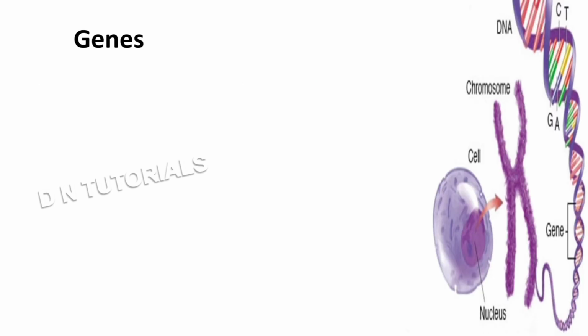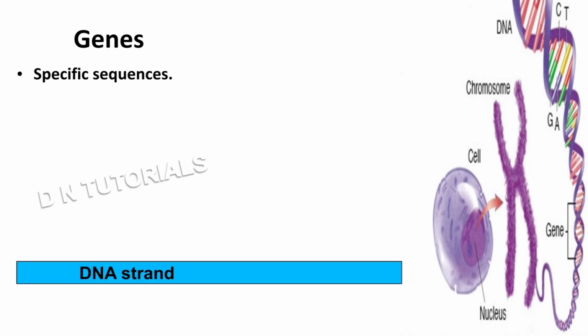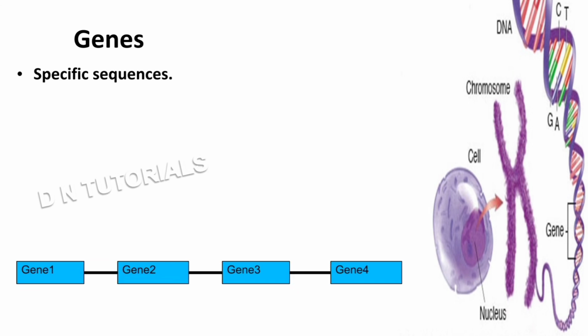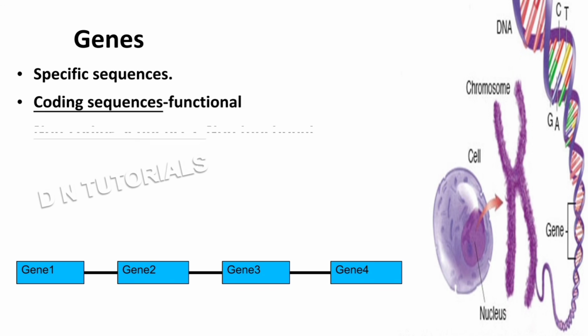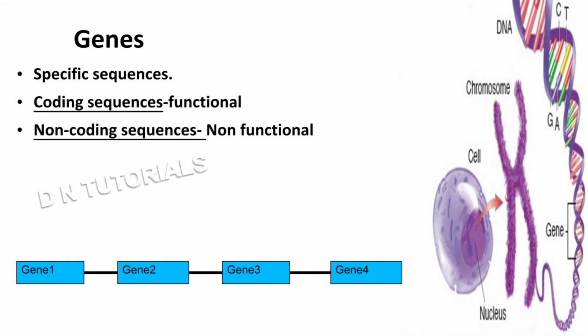Now let us study what we mean by genes. Genes are actually specific sequences present in the DNA. Suppose this is the entire DNA strand, some specific sequences in DNA will be called the genes. So the entire DNA consists of 2 parts, coding sequences and non-coding sequences. The coding sequences are functional, which we refer to as genes, and non-coding sequences are non-functional, which do not code for anything. Out of the entire DNA, 98 to 99% is non-coding sequences, and only 1% of DNA is the coding sequence.